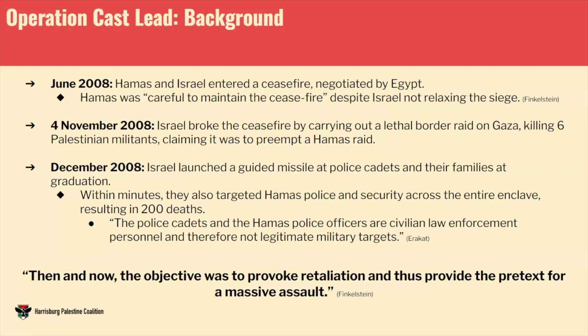And in December, Israel launched a guided missile at police cadets and their families at graduation. Within minutes, they also targeted Hamas police and security forces across the entire enclave, resulting in 200 deaths. And as we noted earlier, the police cadets and Hamas police officers are civilian law enforcement personnel and therefore not legitimate military targets. They are civilian, not combatants.